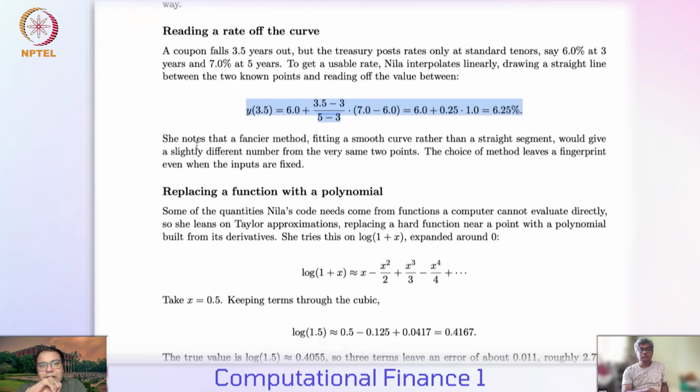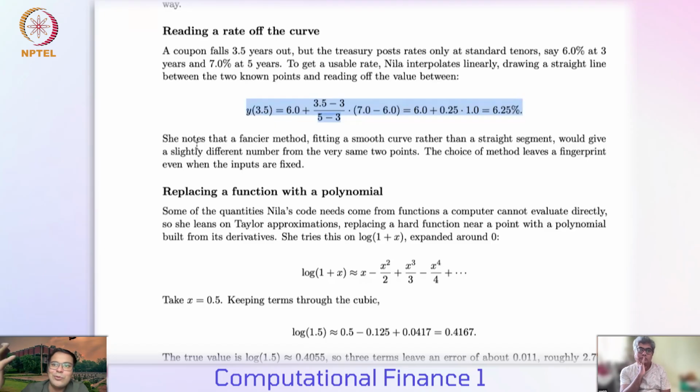Now, even without writing the formula, you could have actually done this, right? How would you have done this? Basically, the way I think about it is that I want to find out what is the rate at 3.5 years, and I have information about 3 years and 5 years. So 3.5 is basically 25% of the way between 3 and 5, right? So basically the answer would be 25% of the way between 6 and 7, and so therefore 6.25, right?